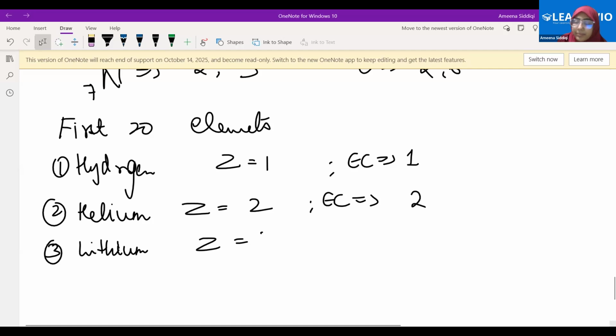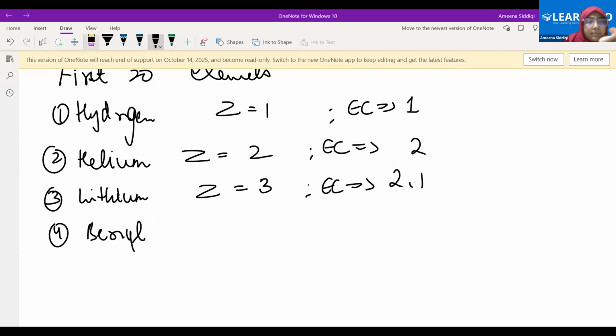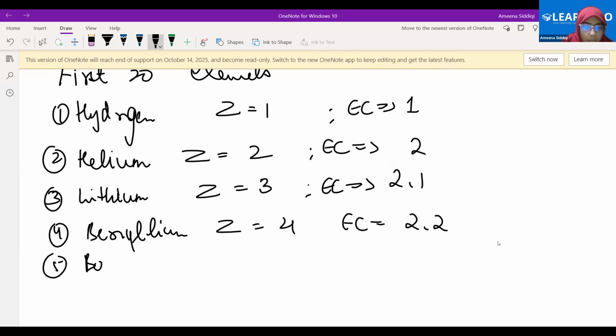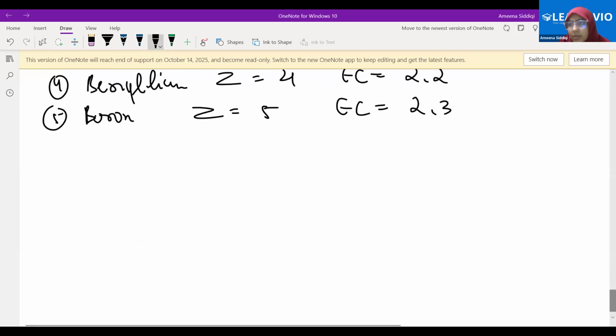Fine. Now, lithium. Tell me the electronic configuration. The atomic number will be 3. What should be the electronic configuration? 2 and 1. The fourth is beryllium, atomic number 4. 2 and 2. Boron, 5. 2 and 3. Carbon. 2 and 4.